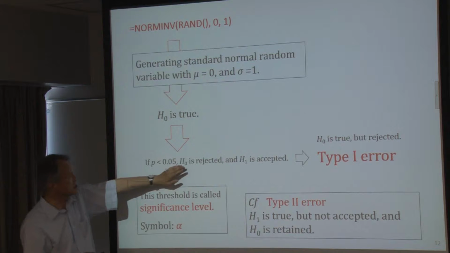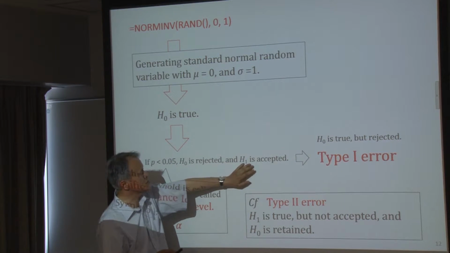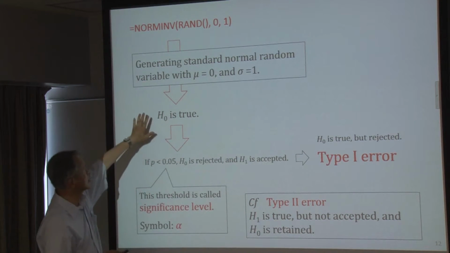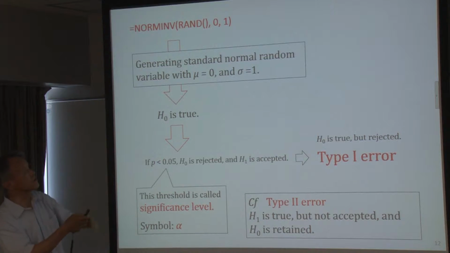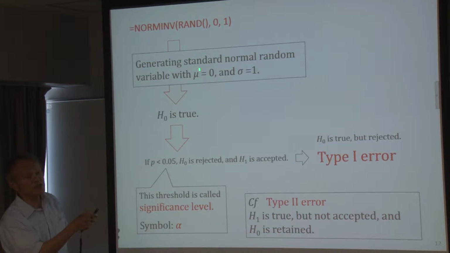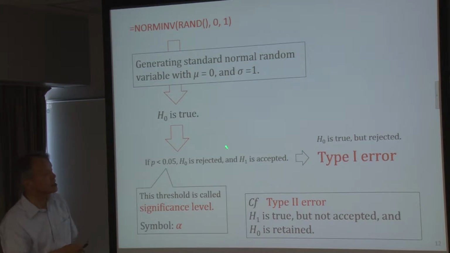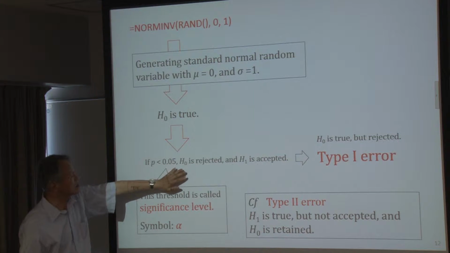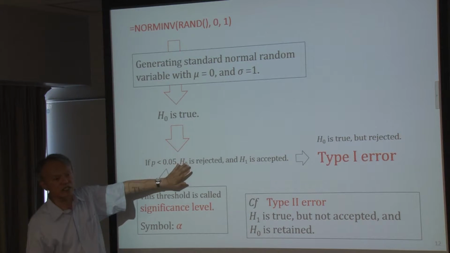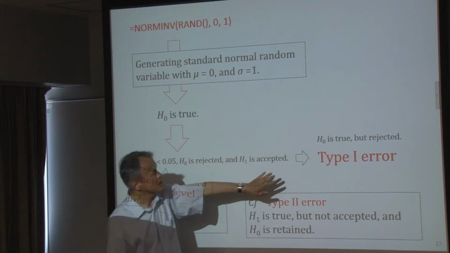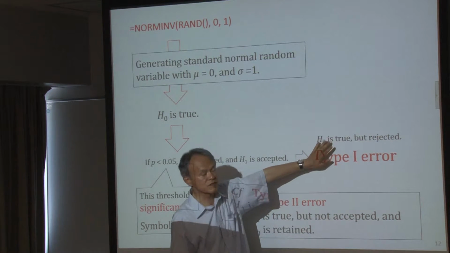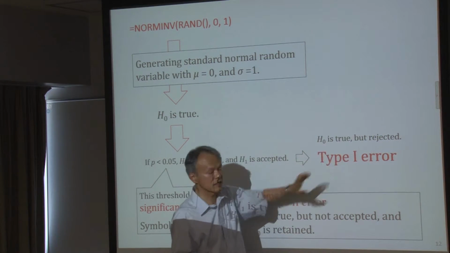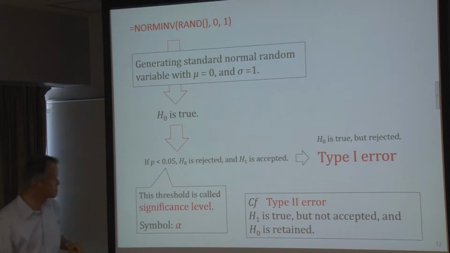In this case, H0 is rejected and H1 is accepted. But these samples are generated based on mu equals 0 and sigma equals 1. This means that H1 is falsely accepted, even though H0 is true but rejected. So this is called type 1 error.